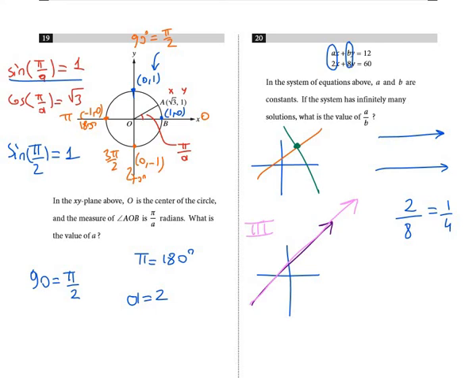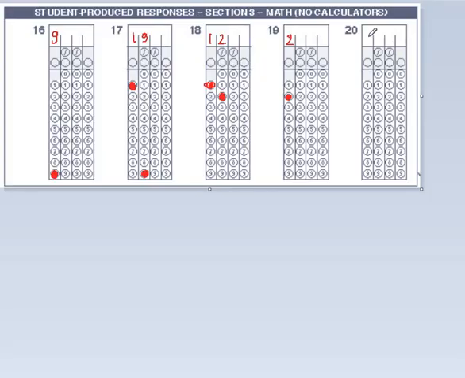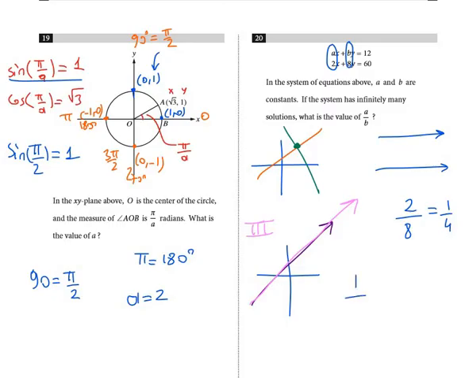Let's go ahead and bubble in. 1/4, 1 division sign 4. So 1 division sign 4. Or you can also write 0.25, since 1/4 is equal to 0.25, and either answer is okay.